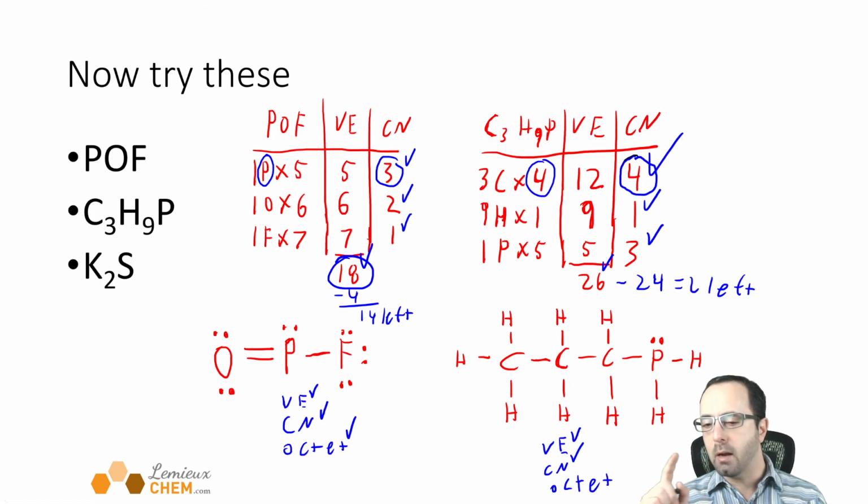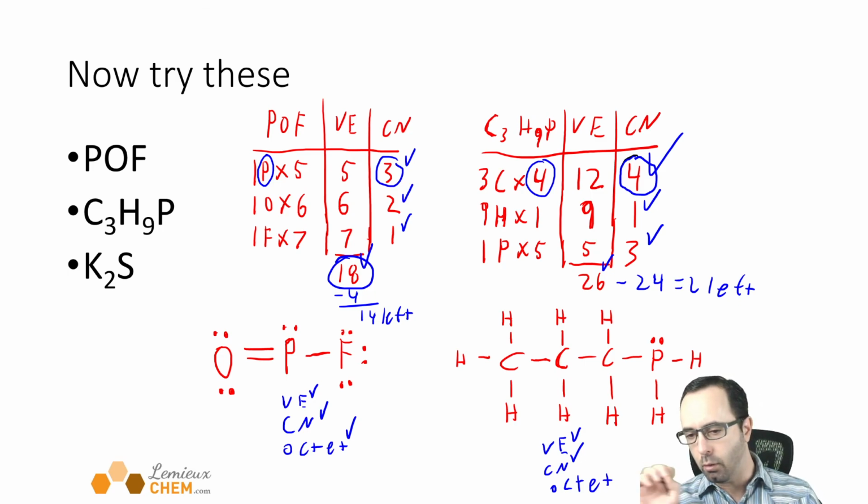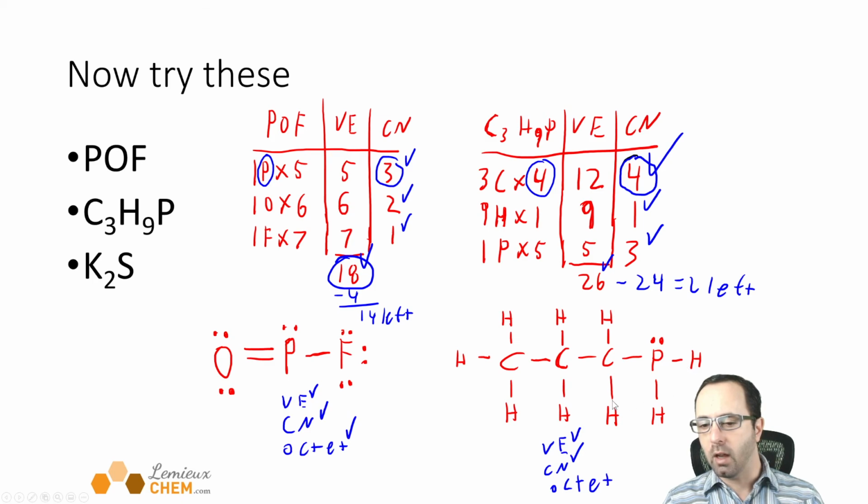Now, does every atom have an octet? With the exception of hydrogen, right? Hydrogen should only have 1 bond and that's it, no lone pairs. So we already checked. All these hydrogens are making their 1 bond. They are good.